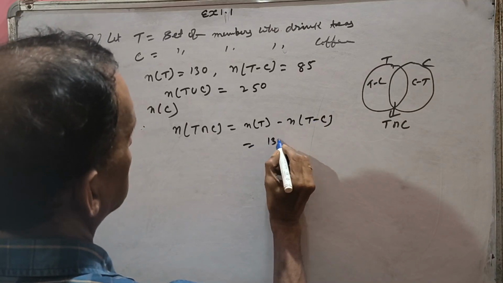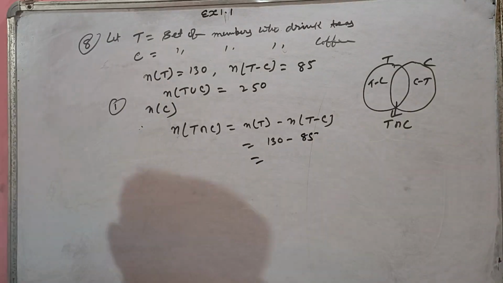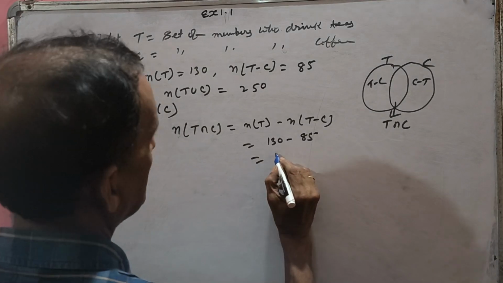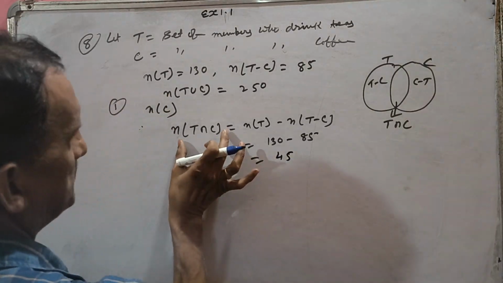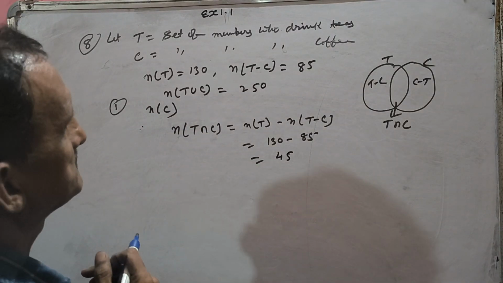N(T) is given 130. N(T minus C) is given 85. So how much will you get? 45. See, we don't have to find this, but to find this, you need to find this. Okay?